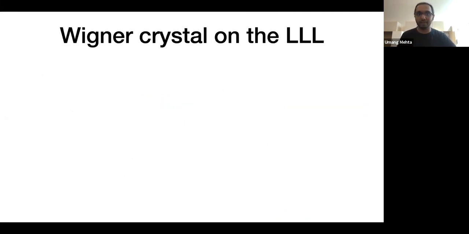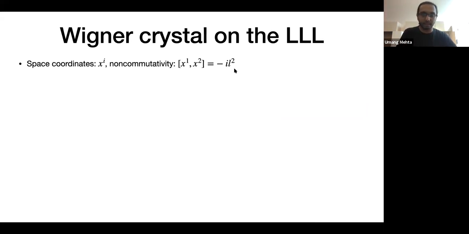Another example is that of a Wigner crystal on the lowest Landau level. I will remind you, Wigner crystals are obtained from these quantum Hall states at really small filling where the electrons are very far away from each other. They end up crystallizing into a solid. In particular, it's important here that on the lowest Landau level, space is non-commutative. The commutator is given by minus i L squared, where L squared is 1 over B, the square of the magnetic length.